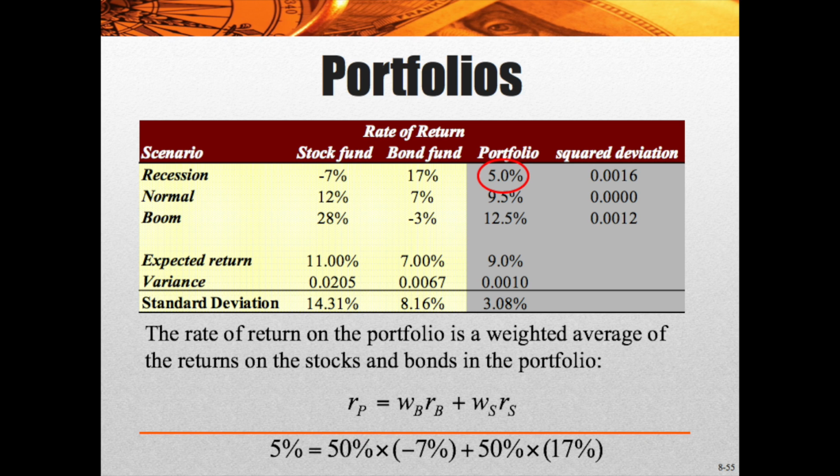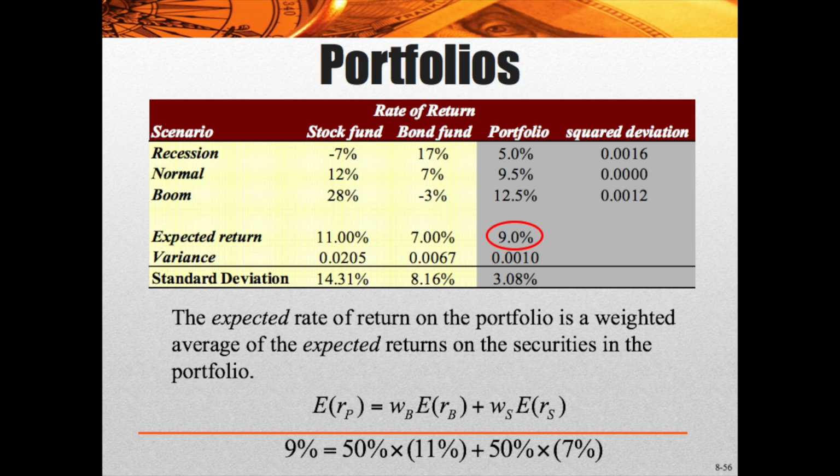Now you could also do it, even easier in your head: you could add 17% minus 7% is 10%, divided by 2 is 5%. And if you go to the normal, it's 12 plus 7 is 19, divided by 2 is 9.5, and 28 minus 3 is 25, divided by 2 is 12.5. So you can do it that way too. But we only are concerned with the portfolio.